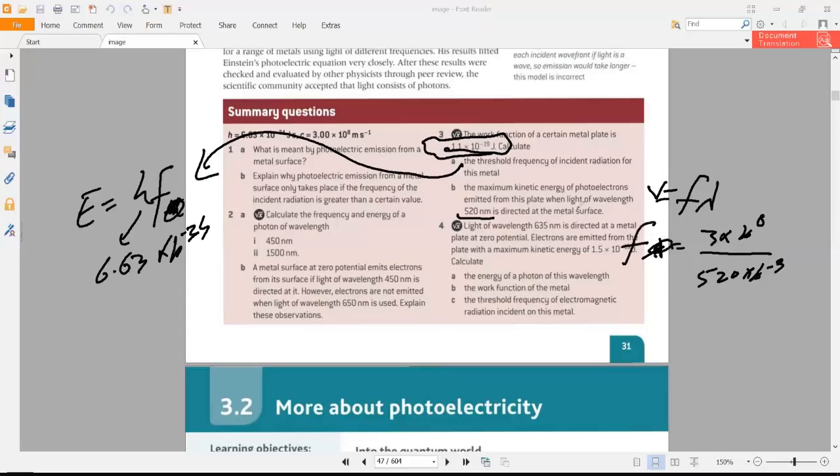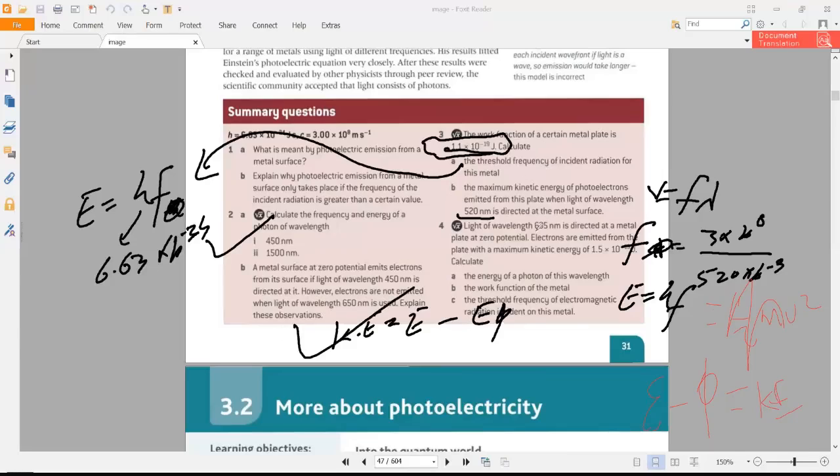And you need to find the maximum kinetic energy. So E is equal to HF. This is the work function, and so kinetic energy will be equal to E minus E. Look, I wrote it.